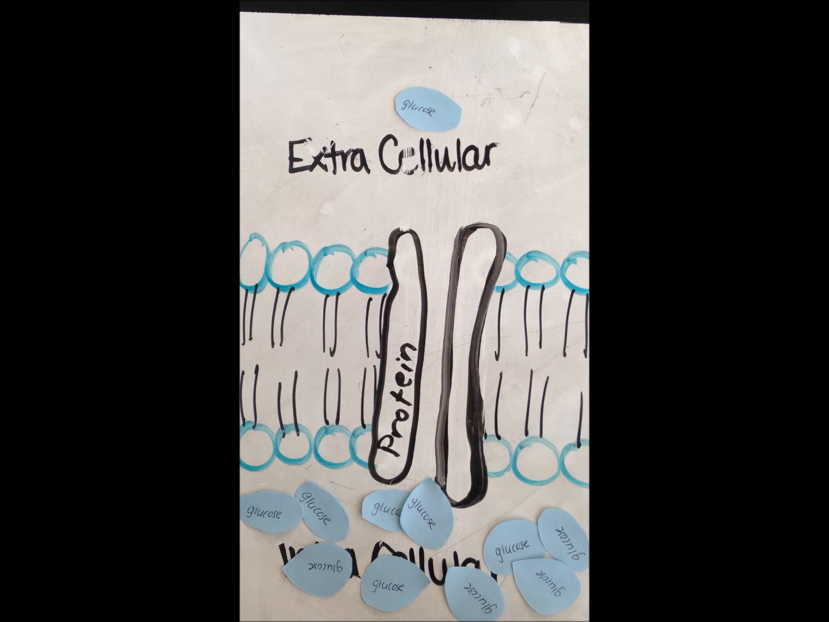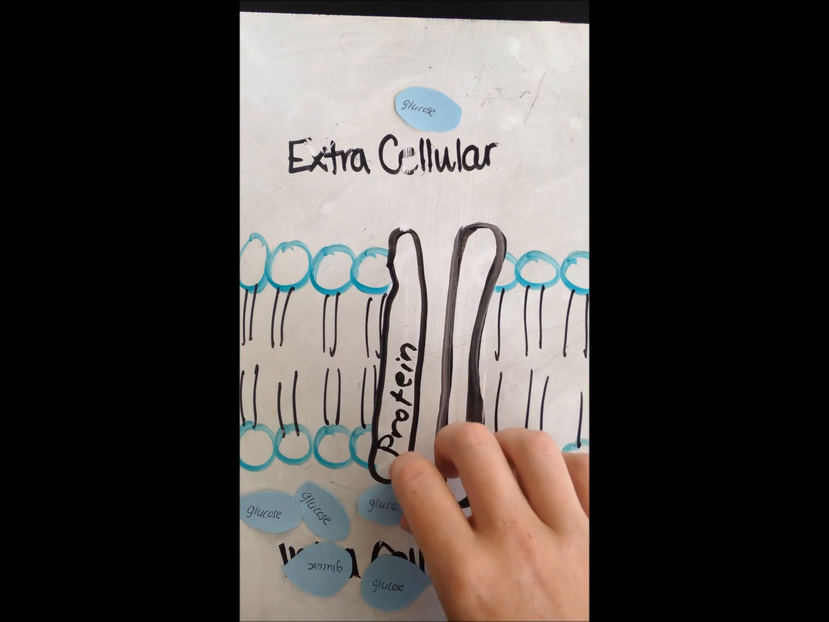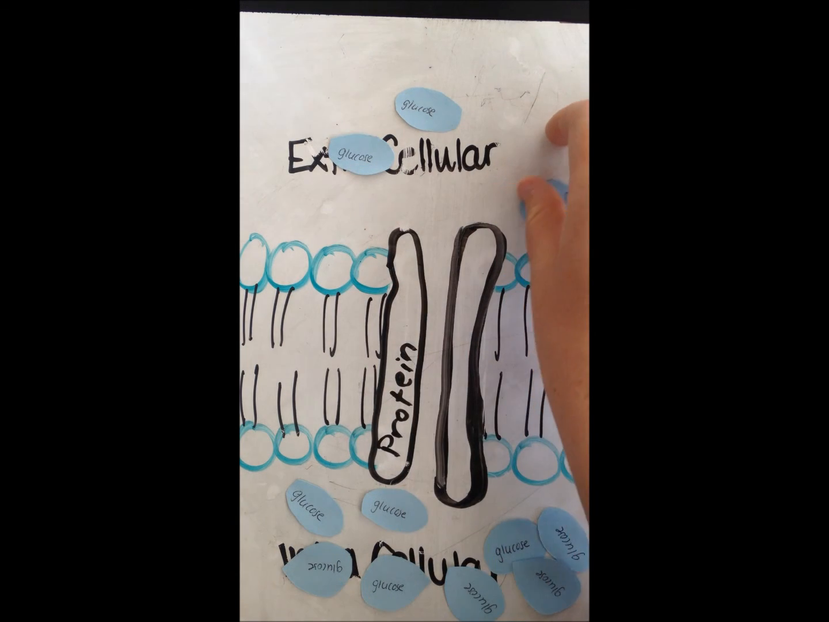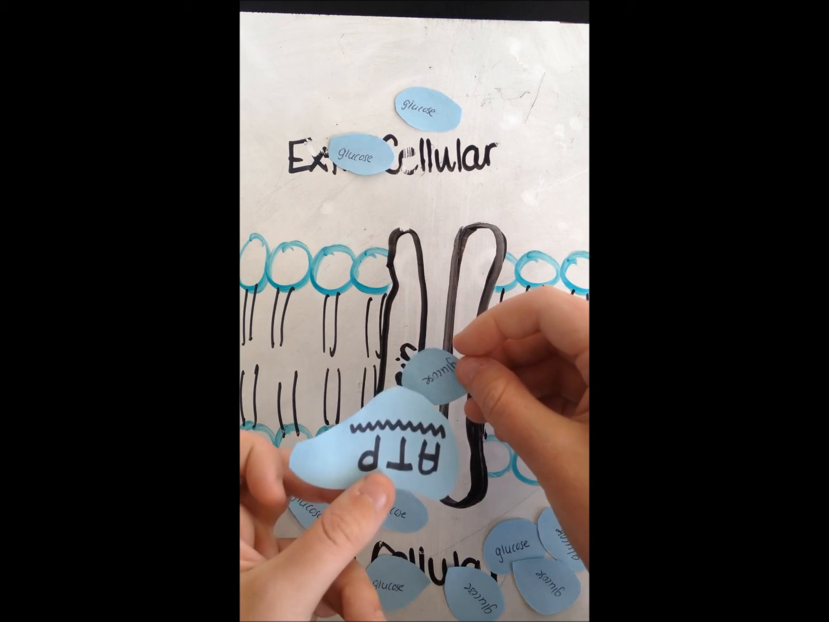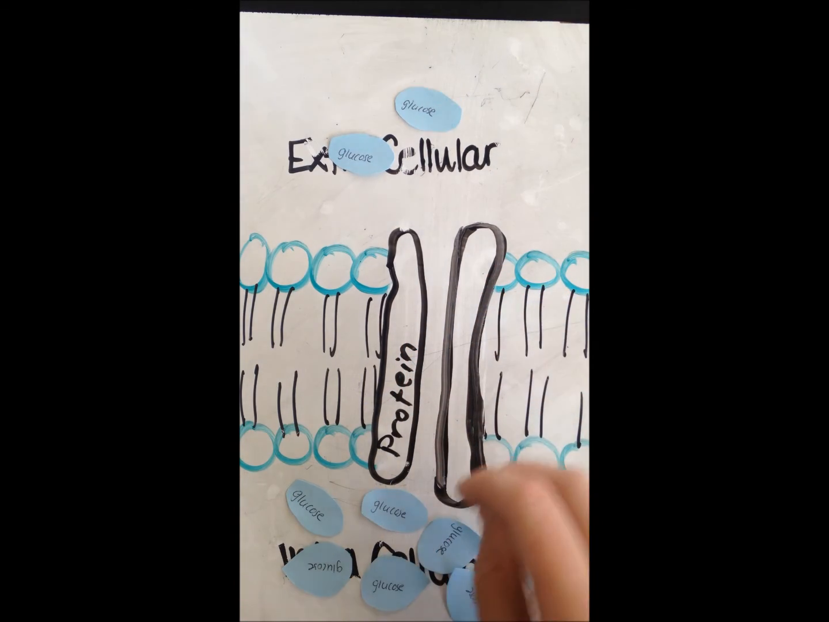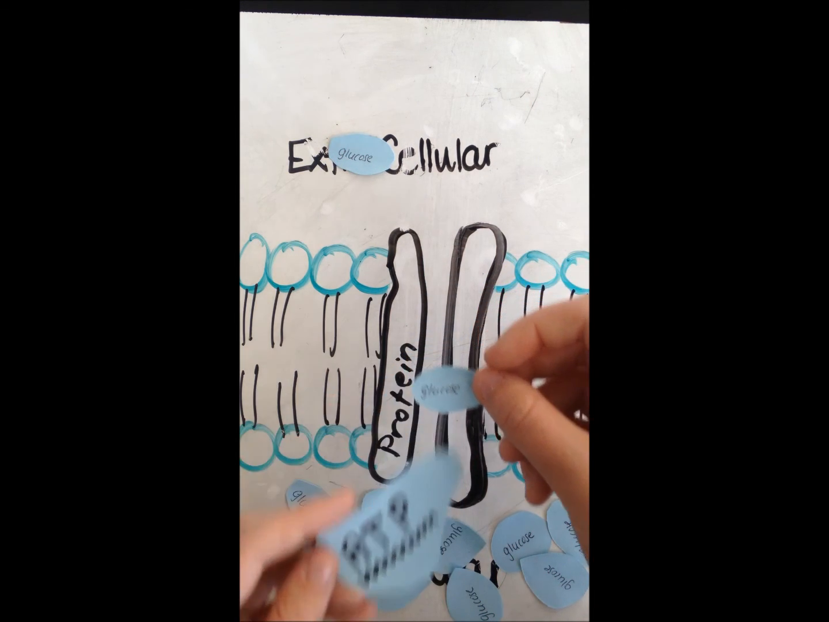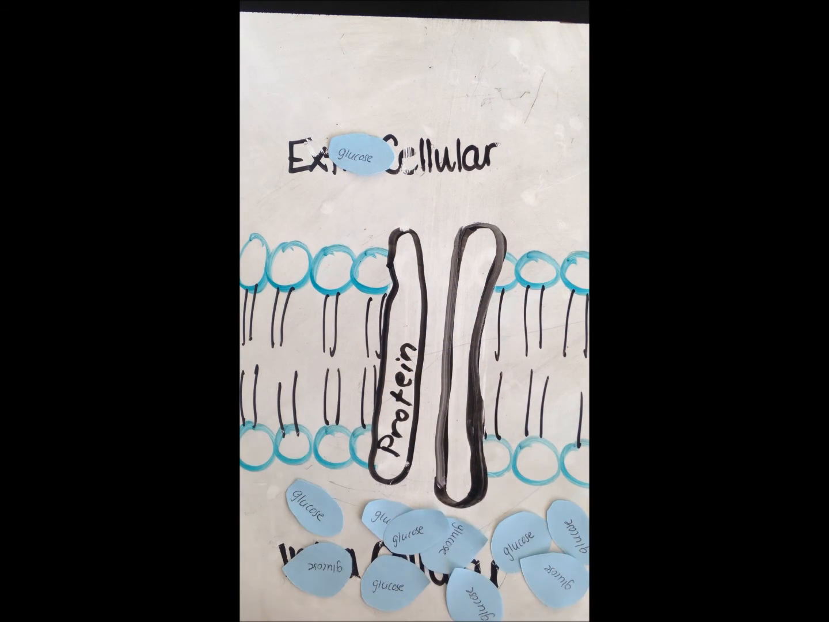So just to go over active transport again: active transport moves glucose and other sugars across the bilayer using a protein and ATP. It moves from a low to high concentration, which is different from the other types of diffusion that we talked about.